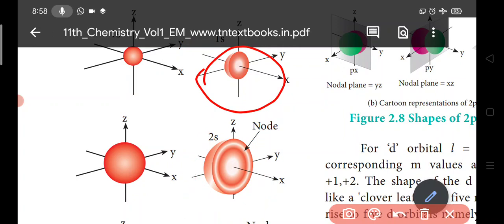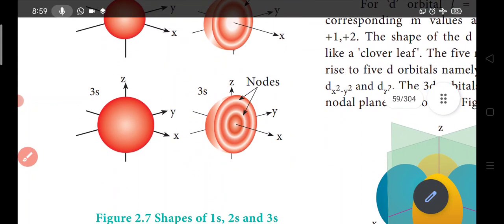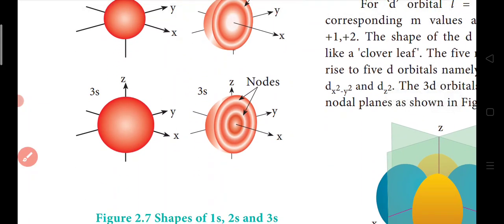Wait again. In 1s orbital we had no nodal plane at all. So, there is no nodal plane, that is a nucleus actually at the center. Whereas if you take 2s orbital n minus 1, so can you see one node here they have mentioned, and then 3s orbital can you see two nodes. So this is how we have to calculate the nodes.